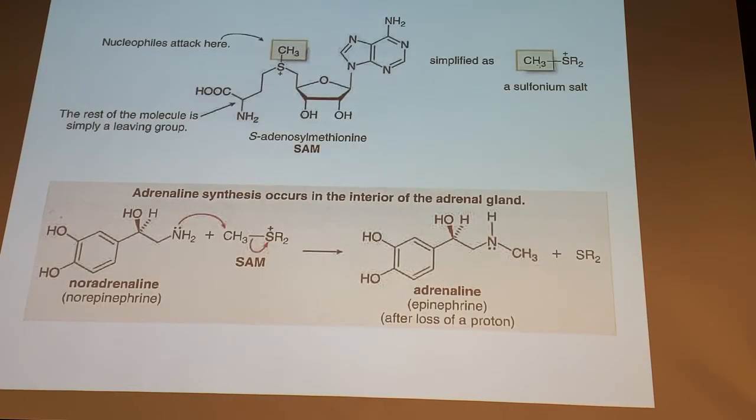Here's the one in nature. It's a sulfonium group called SAM, S-adenosylmethionine. It's an unusual leaving group, but you can imagine this whole part down here is the leaving group. Here's the alkyl group that remains on the nucleophile. You can kind of look through that.